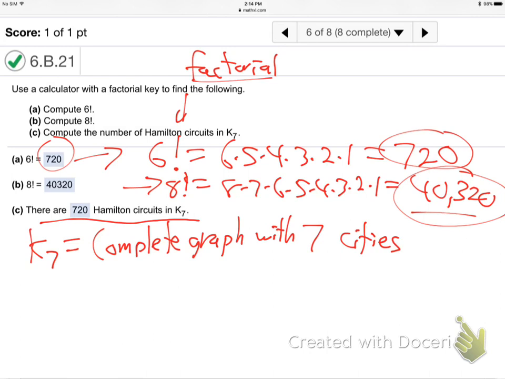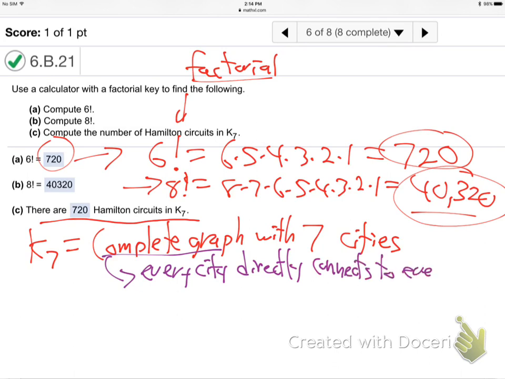And now, what is complete? I said it a few minutes ago, but I know I'm talking fast and saying a lot of things. Complete means every city hits every city. Every city directly connects to every city, which is usually the case in industrialized countries, right?